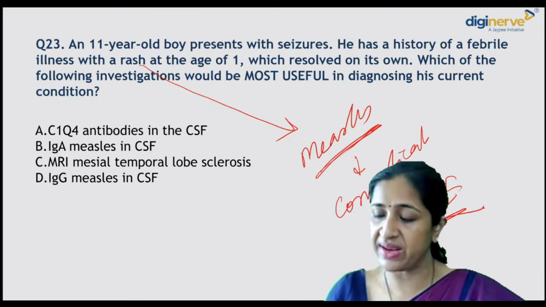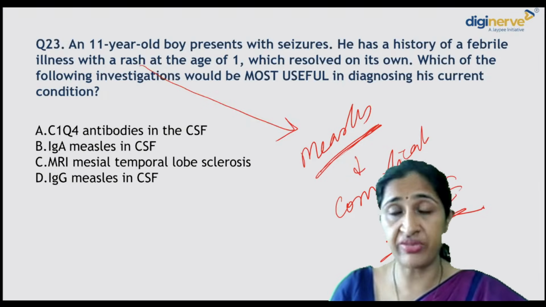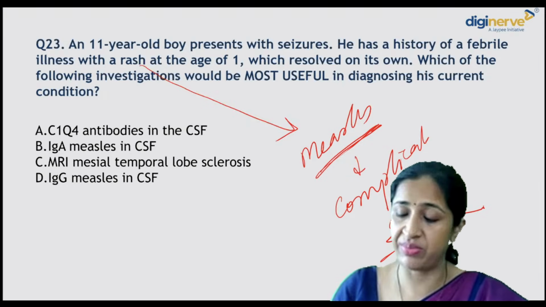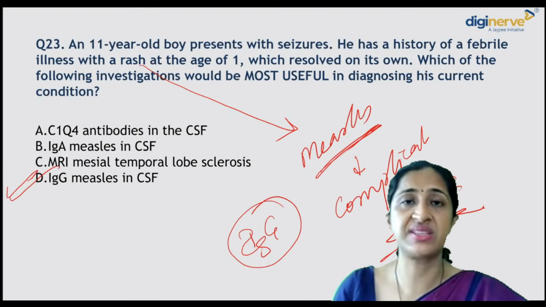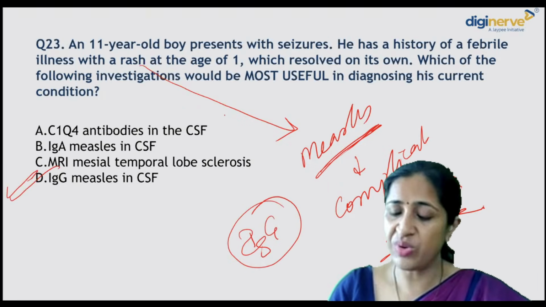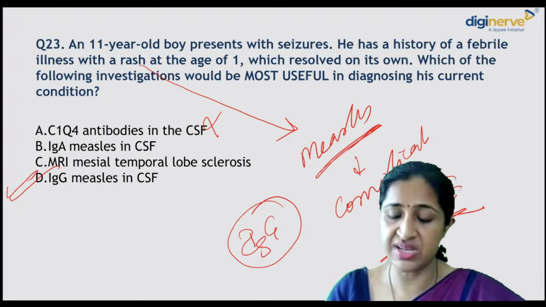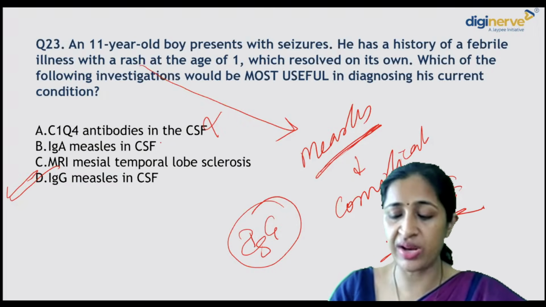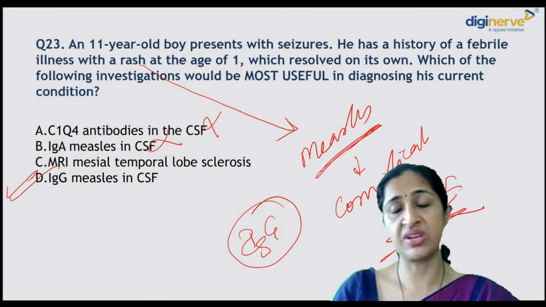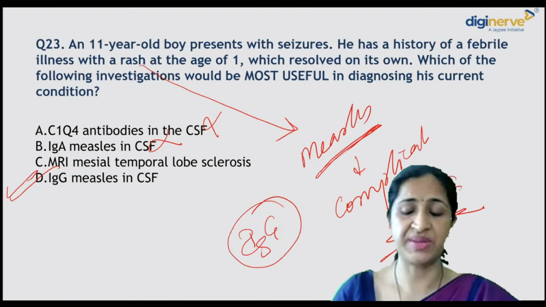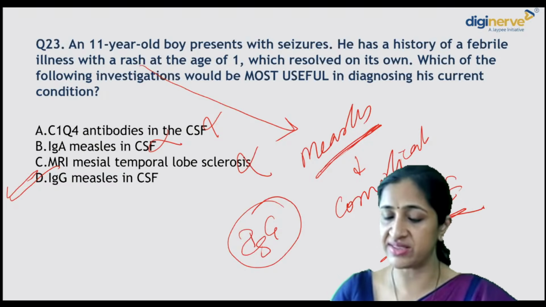Subacute sclerosing panencephalitis is diagnosed by, after 10 years, which antibody will be available? It is not the IgM. It is the IgG, measles in the CSF is the diagnosis. C1q4 antibodies are not for measles at all. IgA, you cannot diagnose measles with IgA. And MRI showing mesial temporal lobe sclerosis does not represent measles. So, none of these are the right answer.